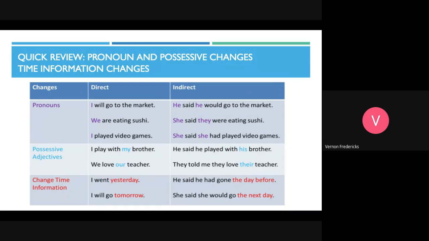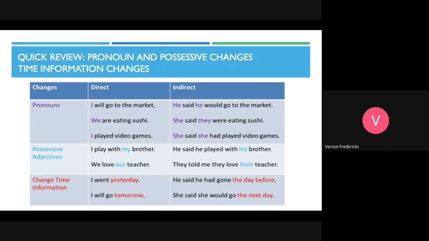Number two, direct: we are eating sushi. What is the indirect? She said they were eating sushi. So we changes into they.